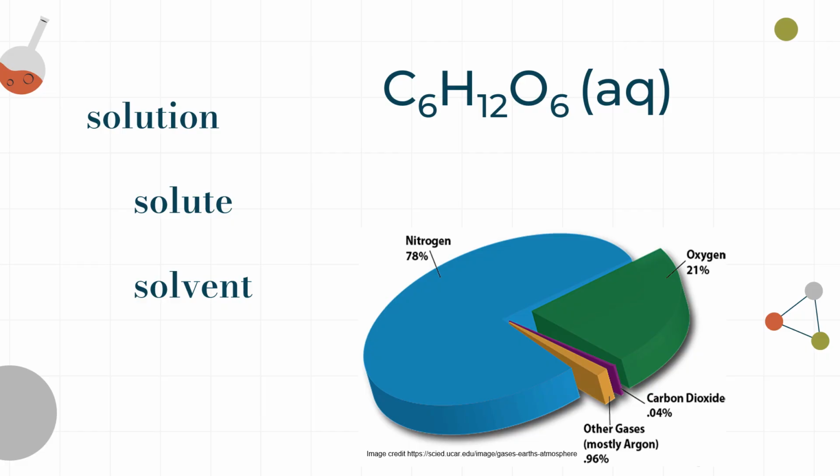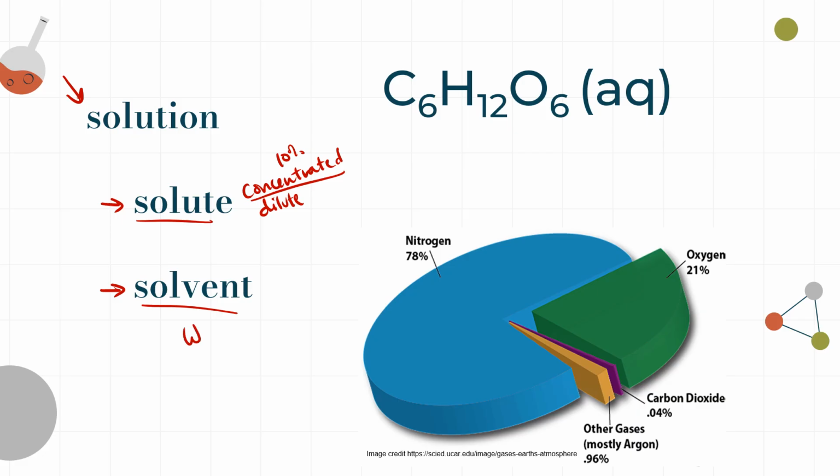As promised, a few definitions. A solution is a homogeneous mixture where we have one or more solutes dissolved in a solvent. Solute, the stuff getting dissolved. Solvent, the stuff doing the dissolving. The more solute there is, the more concentrated is our solution. The less solute, the more dilute is our solution. Generally, if we have more than 10% solute by mass, we're going to consider it concentrated. Less than 10% solute by mass, of course, is going to be dilute.